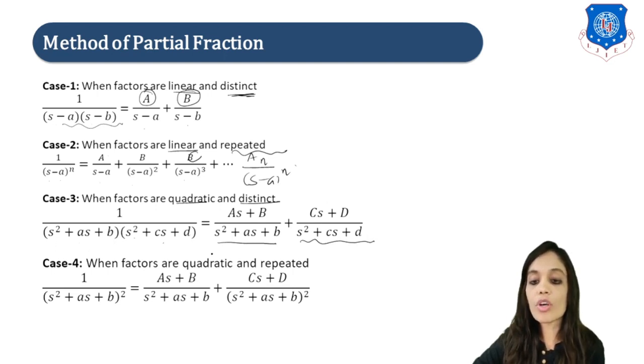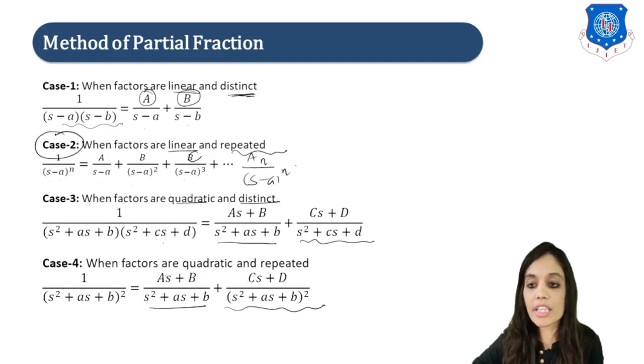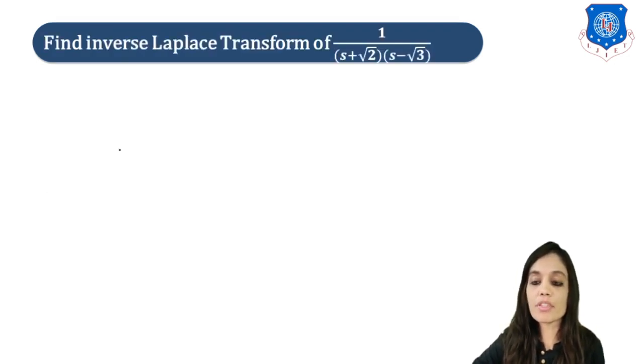And lastly, if the quadratic factors are repeated, then what will we do? First write As plus B upon one time, then plus Cs plus D upon its square. It is similar to our case 2, right? So this is the method of partial fraction. So now let us solve examples.